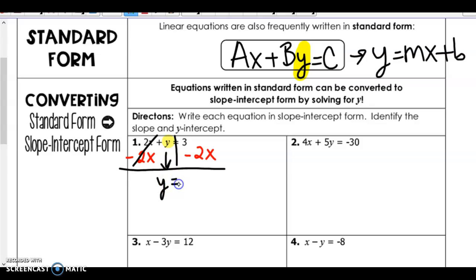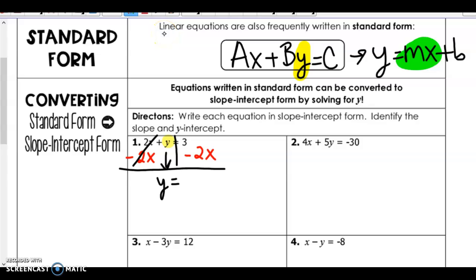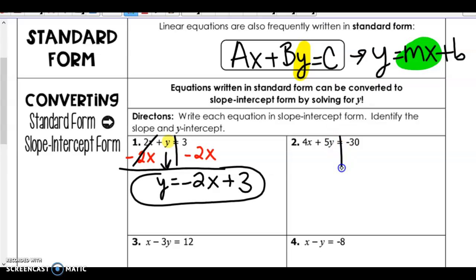So I have y equals, and then typically in the equation, so looking up here, my mx comes first. So I'm going to write my 2x first, and then I'm going to bring my 3 down as well, plus 3. Okay, y is by itself, so that one is actually done. All right, that would be your final answer. I'll go through and do number 2 as well.